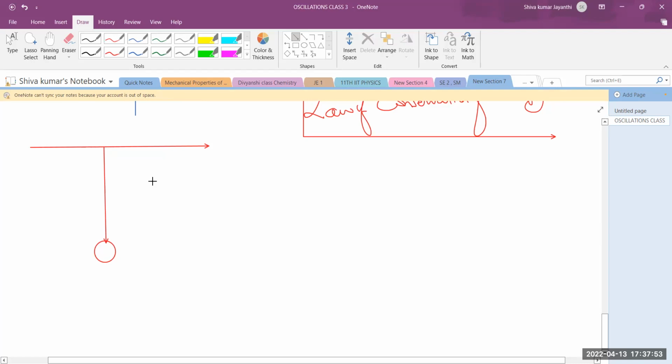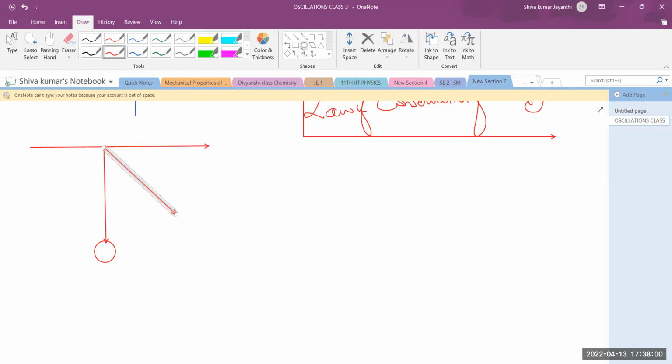A simple pendulum is simply a bob. Bob means an iron ball, which is simply suspended by a thread. Not thread, we should say string.